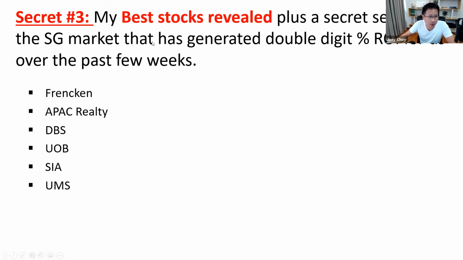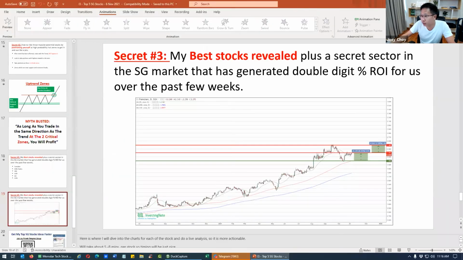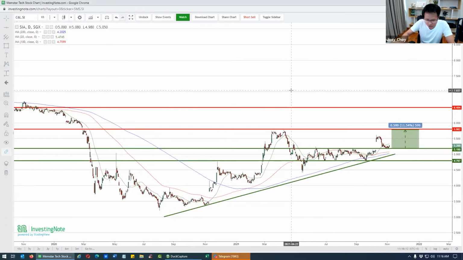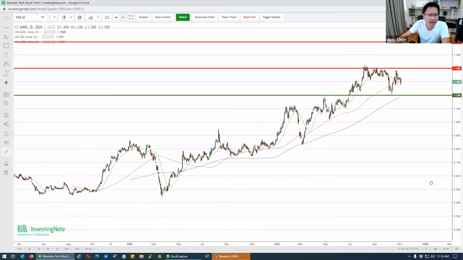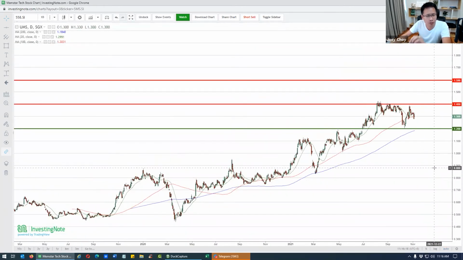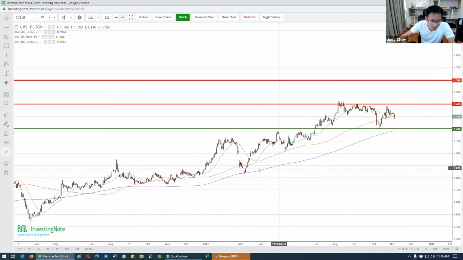So let me go ahead and talk about this stock right here, UMS, which would be the 6th stock. So what is UMS? UMS, and Frencken, I would say they are pretty much one of the strongest technology companies in Singapore. Very strong uptrend. Each time we retrace back down a little bit, that's where buyers start to bargain hunt, especially at some of those good longer term moving average levels.